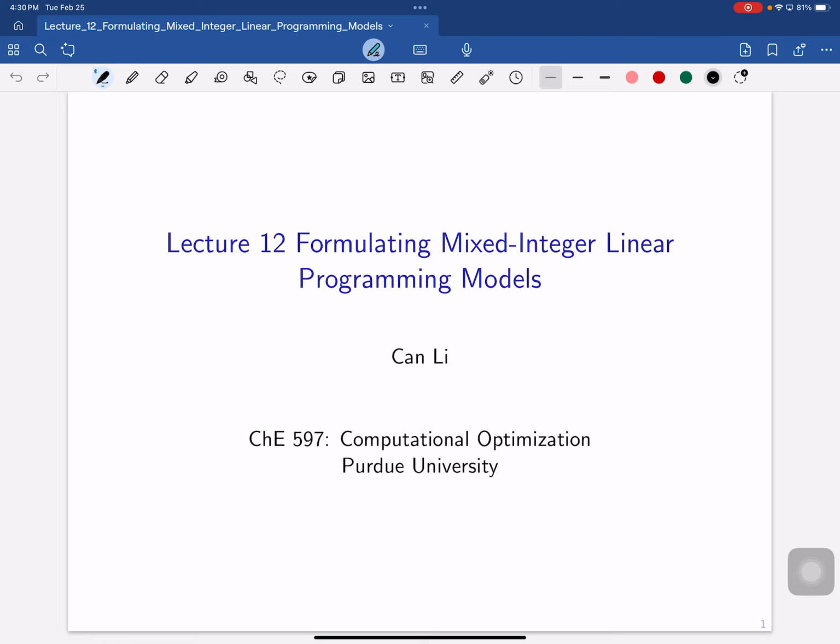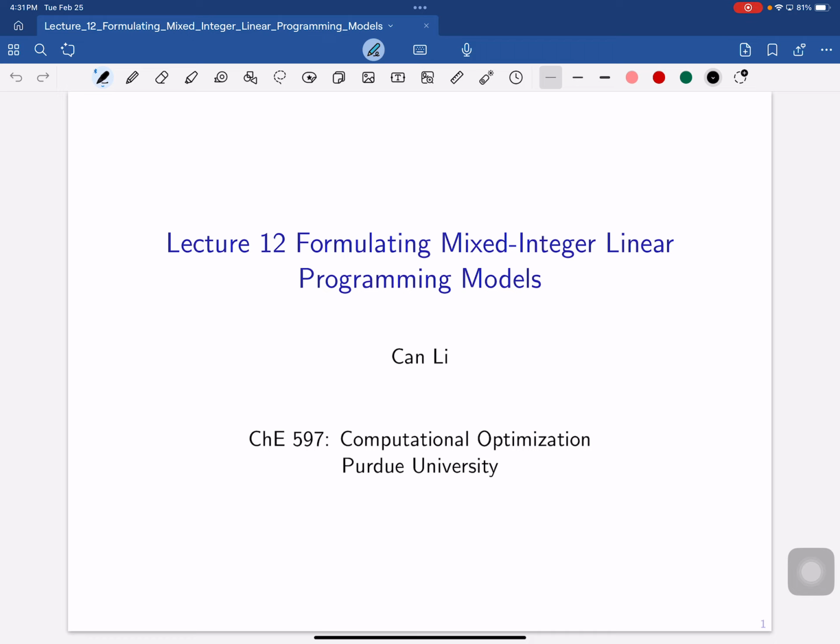But before we even talk about applications, I want to give you some conceptual overview on what is a good formulation for mixed integer linear programming. So for a given problem, there might be different ways of formulating them into mixed integer linear programming constraints. So what would be a good formulation? Among different formulations, which one is better, which one is worse? So that's what we will talk about in this lecture.